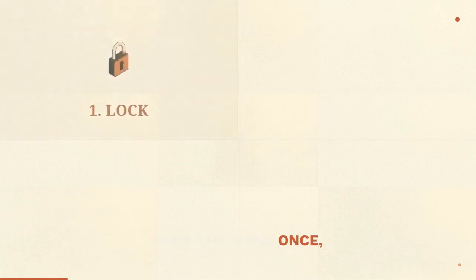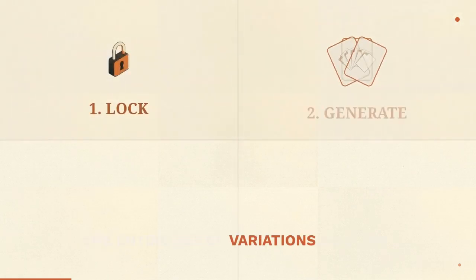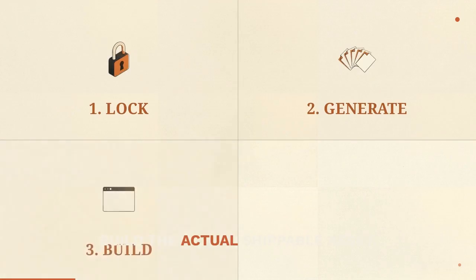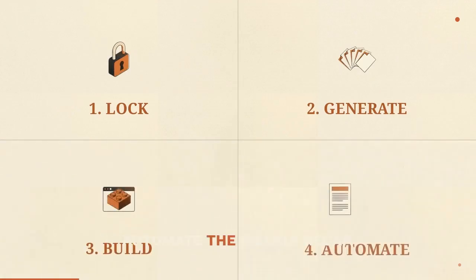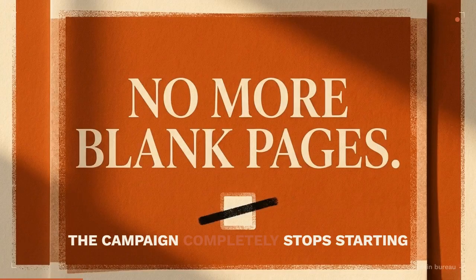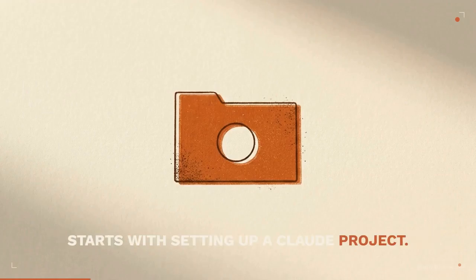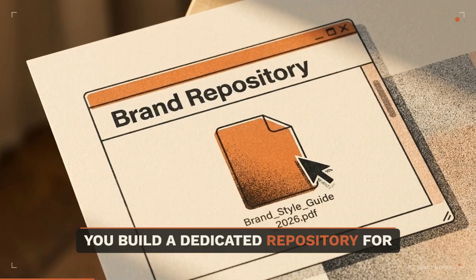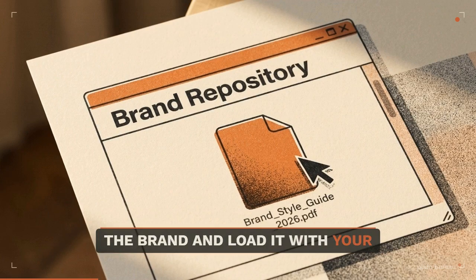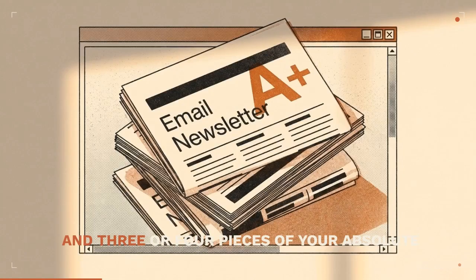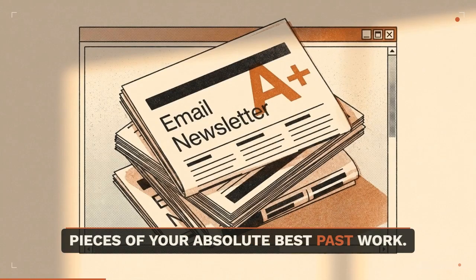Lock the voice once, generate the entire set of variations at scale, build the actual shippable asset, and automate the weekly recap. The campaign completely stops starting from scratch. This starts with setting up a Claude project. You build a dedicated repository for the brand and load it with your style guide, the tone rules, and 3 or 4 pieces of your absolute best past work.